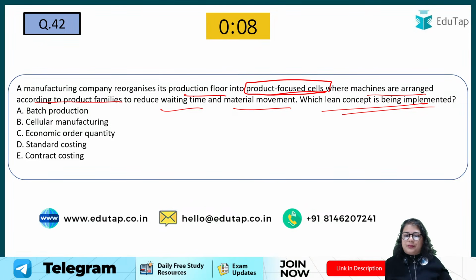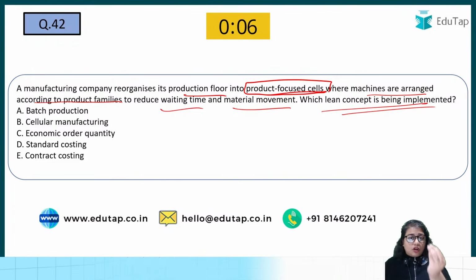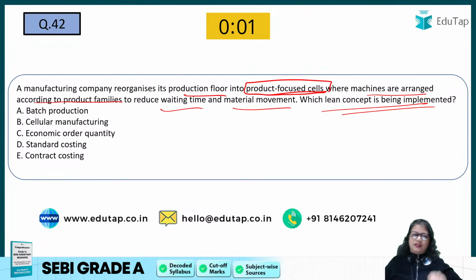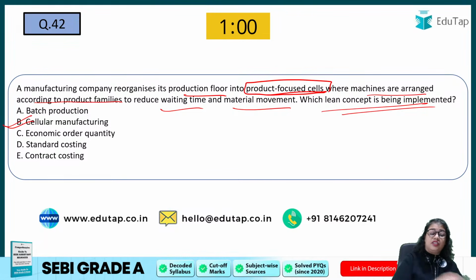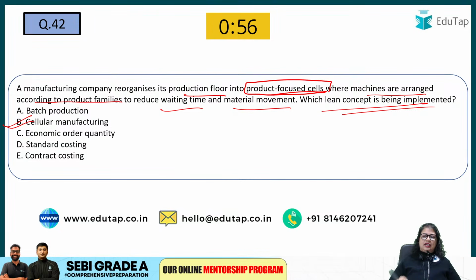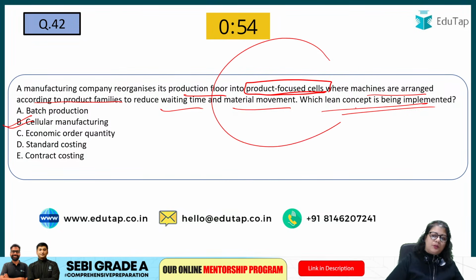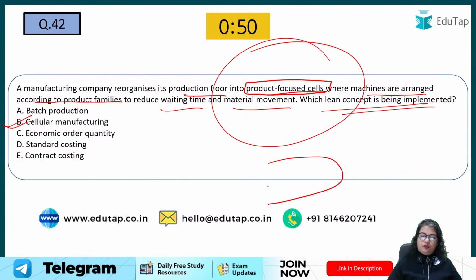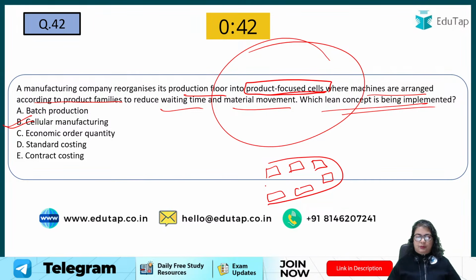सबसे पहले तो आप इसमें से eliminate करके बहुत ही जल्दी आंसर दे सकते हो, क्योंकि lean concept इनमें से एक ही है. वो कौन सा है? That is cellular manufacturing. So do the smart work first. You can also understand this, by the way, because we are focusing on the product focus cell. So here what do we do? We make a U-shaped floor, and then we arrange small machines in small cells, so that you can reduce your waiting time. You can just quickly move from one machine to another.